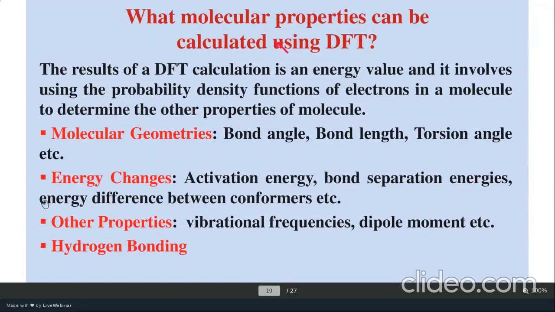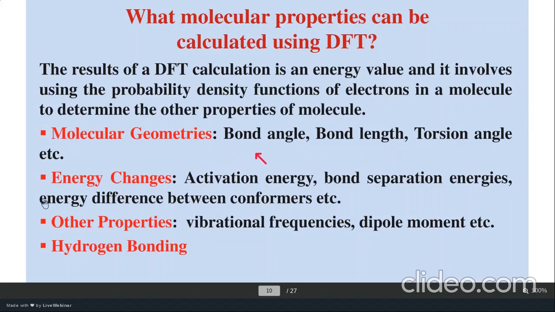Here, what molecular properties can be calculated using DFT? As we told earlier, we can calculate some structural and energetic properties using the density functional theory method. The result of a DFT calculation is an energy value, and it involves using the probability density functions of electrons in a molecule to determine the other properties of the molecule. Some properties are molecular geometries, the bond angle, the bond length, the torsion angle, etc.